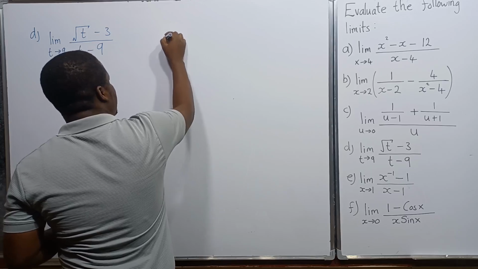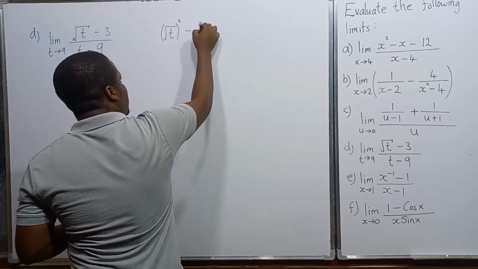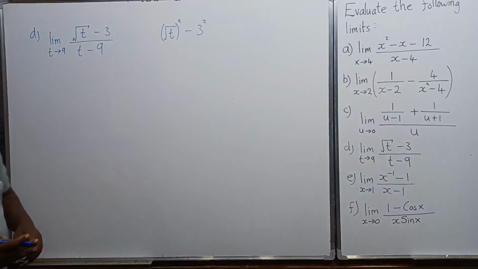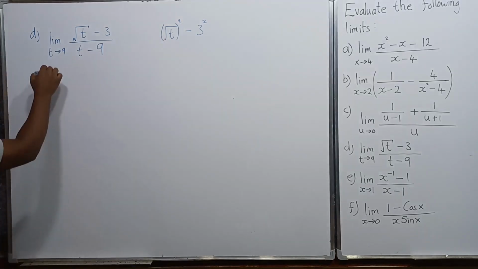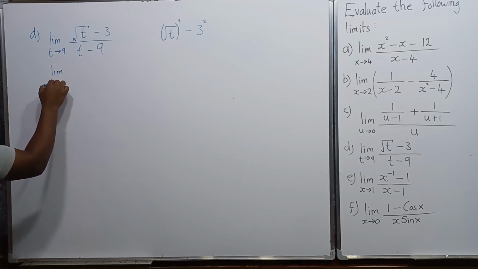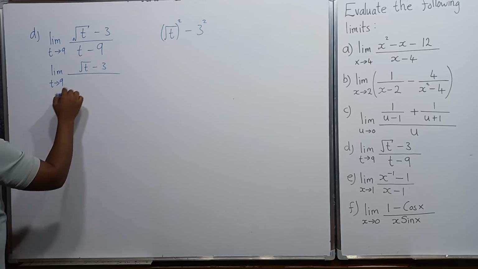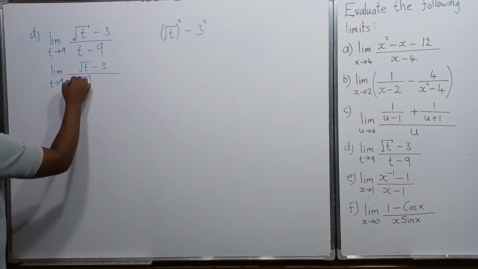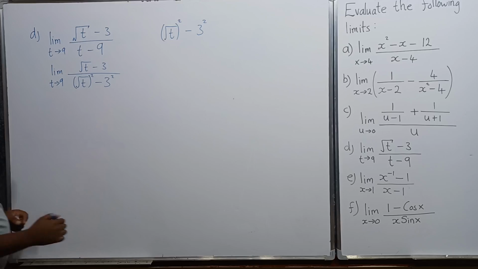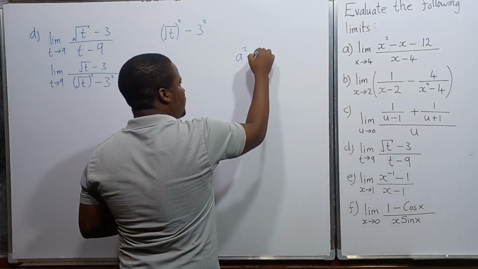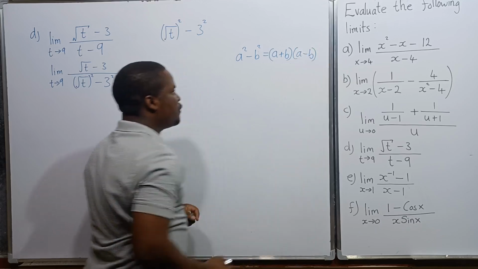So I want to use the concept of difference of two squares. In this case, we have t, which can be written as the square of root t. That 9 can be written as 3 squared. So since the square root cancels with the square, we still remain with this t that we have here. So this becomes limit as t approaches 9. So numerator is okay as it is, but the denominator becomes the root of t squared minus 3 squared. So now we can see that we have a difference of two squares. Remember that if you have a squared minus b squared, the difference of two squares is a plus b and a minus b. So that's the concept to apply.